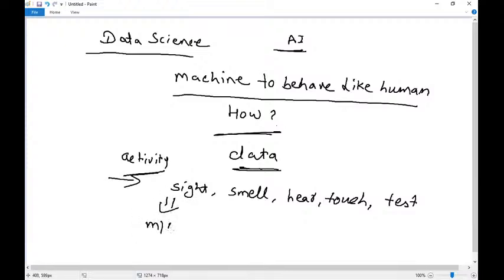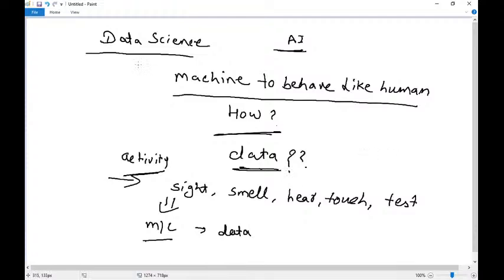How can a machine do this thing? Basically we will feed some data to the machine, and try to make the machine just like a human being. Now the first question is, what is the data? What type of data?